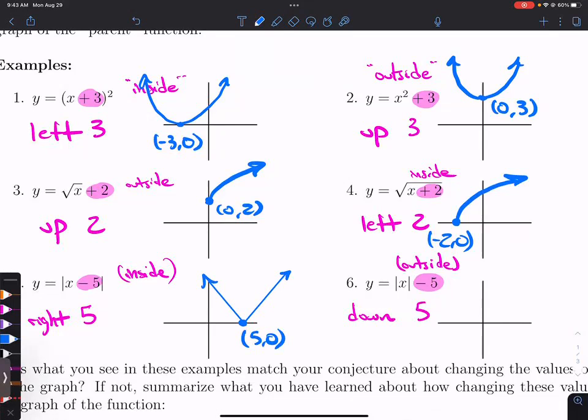Okay, and then the last one's same idea, but down 5. Okay. Everybody get a feel for that? Do you have any questions about anything so far?